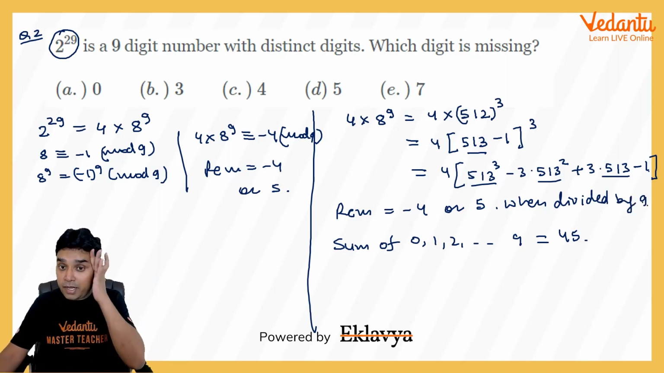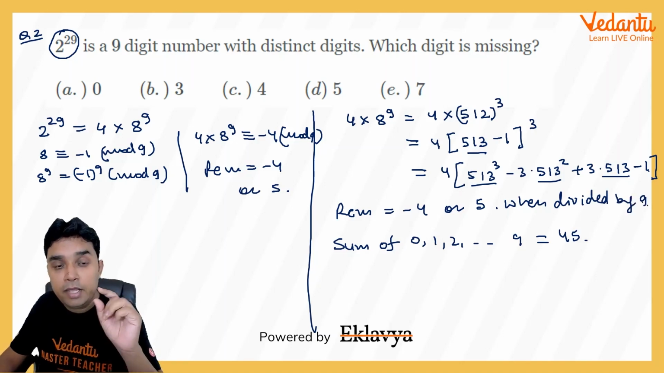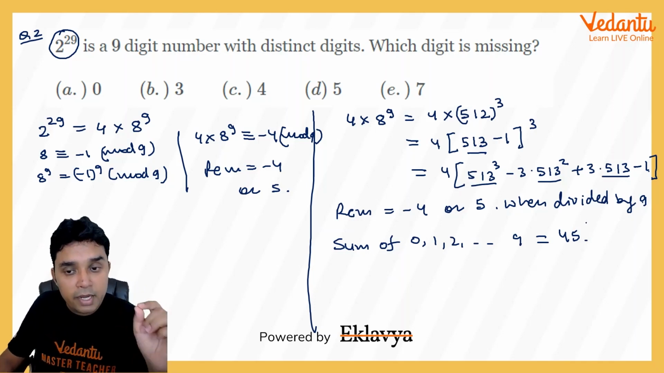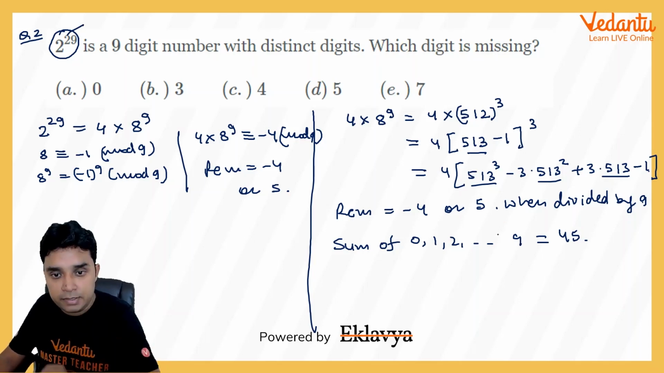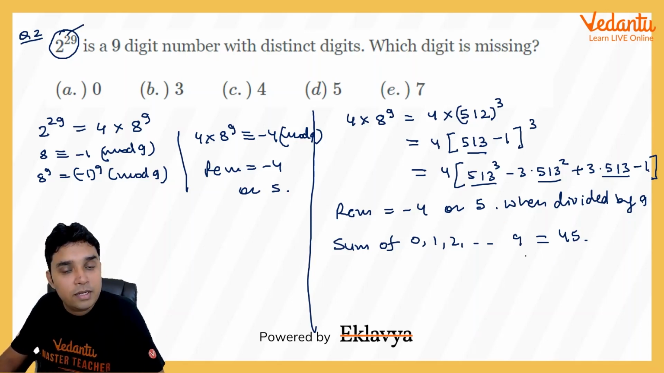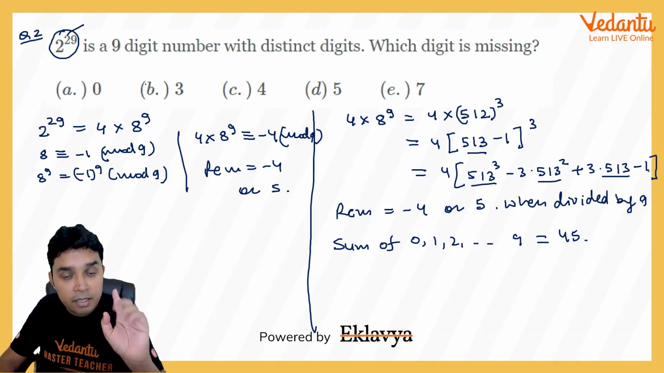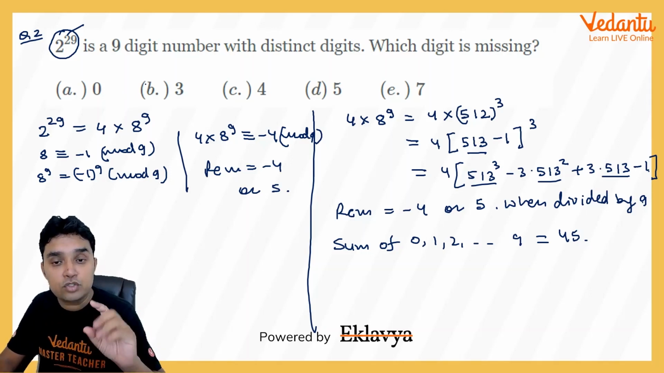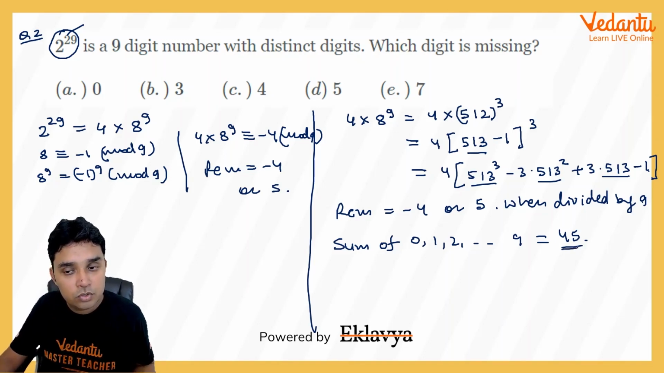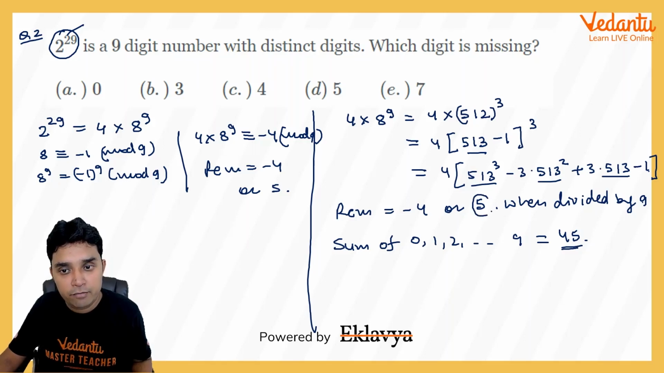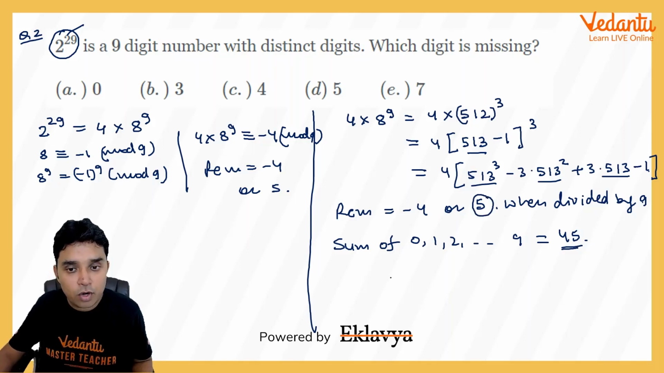Now the property of divisibility of 9 is that you should get the same remainder whether you divide that number or the sum of the digits. Because the sum of all 10 digits is 45 and it has 9 digits, one digit is missing. This missing digit should be such that the remaining sum also gives remainder 5. So what number should it be?